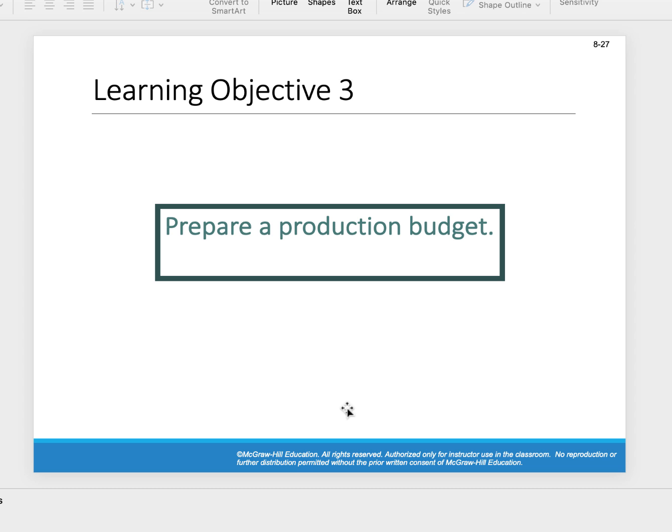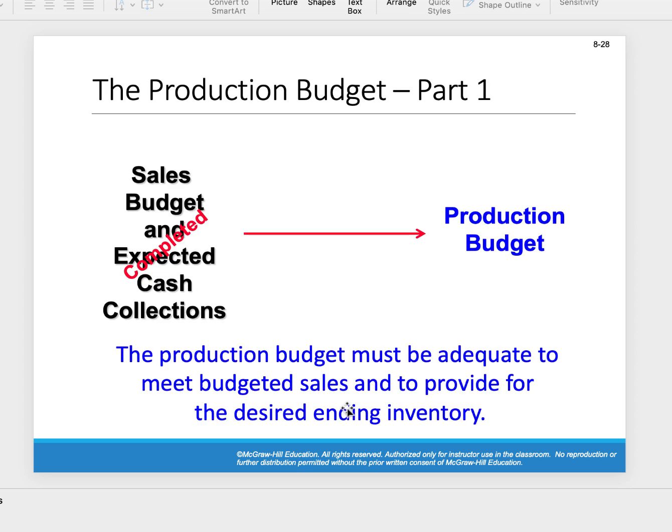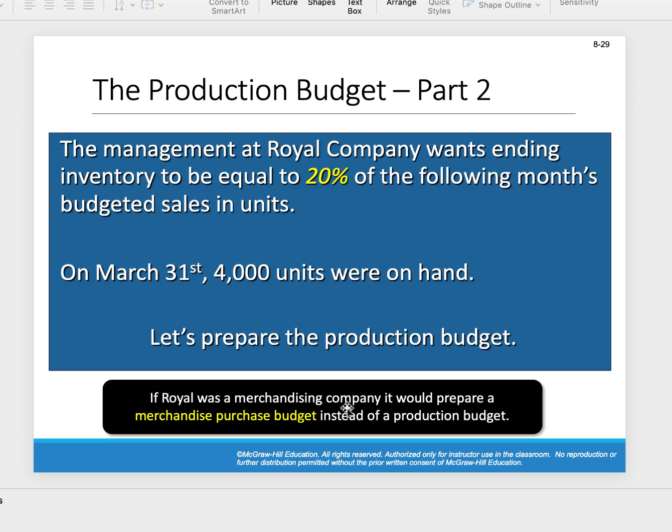Okay. Now we can go ahead and do our production budget. Production budget's really simple because we already know how many units we're producing. How do we know how many units we're producing? And hopefully you said, because we already did the sales budget. Now, once we have completed the sales budget and the expected cash collection, we can go ahead and do the production budget. Okay? How do we do the production budget?